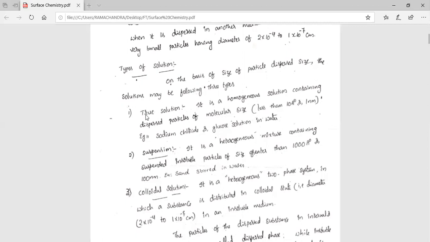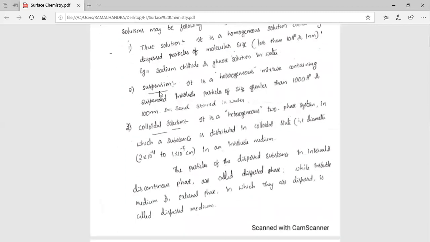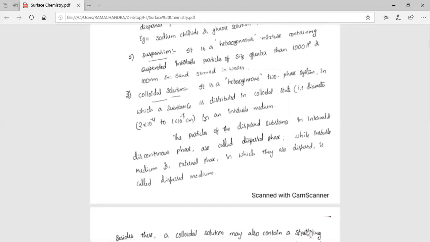So let's see the first one, true solution. A true solution is a homogeneous solution containing dispersed particles of molecular size, less than 10 angstroms or 1 nanometer. Examples: sodium chloride or glucose solution in water. Next, the second one, suspension solution. It is a heterogeneous mixture containing suspended insoluble particles of size greater than 1000 angstroms, that is 100 nanometers. Example: sand stirred in water.